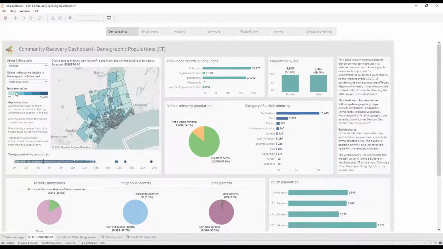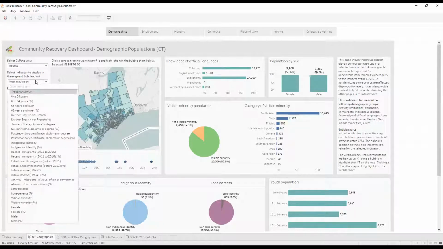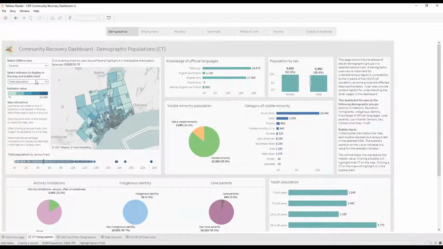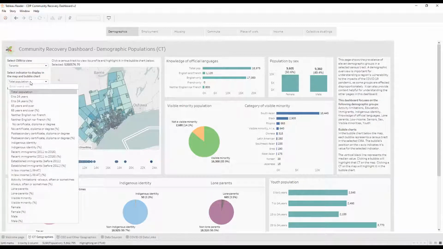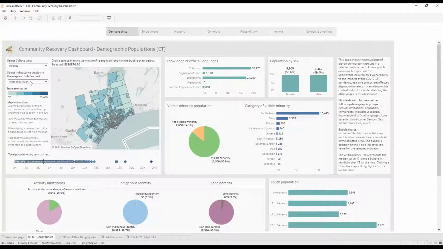Previously, not every tab had these bubble charts, but they're now included in every tab. And in this tab and the employment tab, the bubble charts will show you whichever indicator you've selected to view on the map. And then in the rest of the tabs, they're fixed, so they don't change depending on what you're viewing on the map. And now there's a little bit of an explanation for bubble charts in the text on this page as well, in case you need a reminder of how they work.